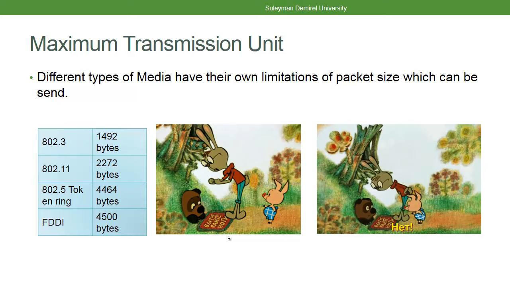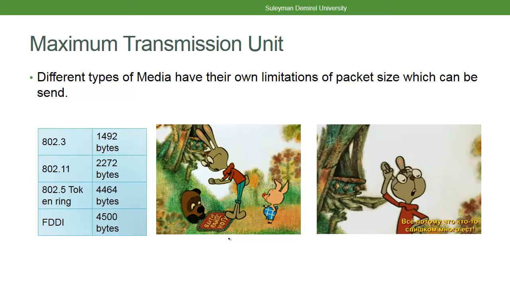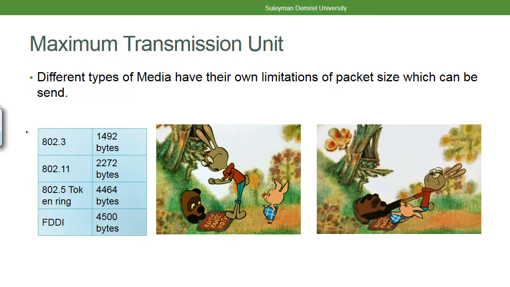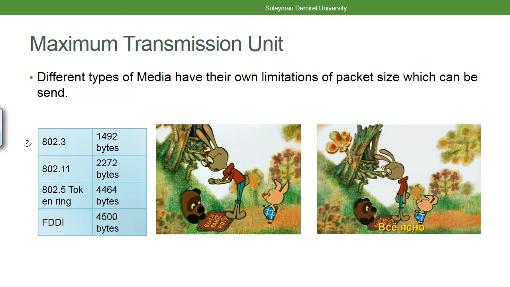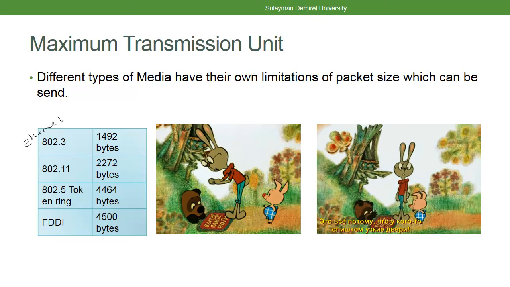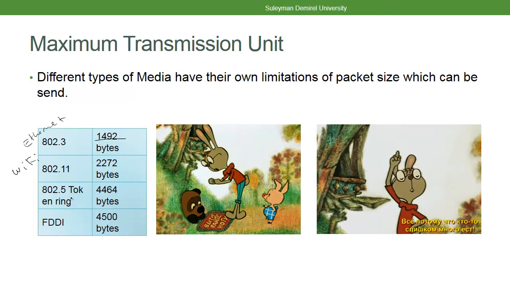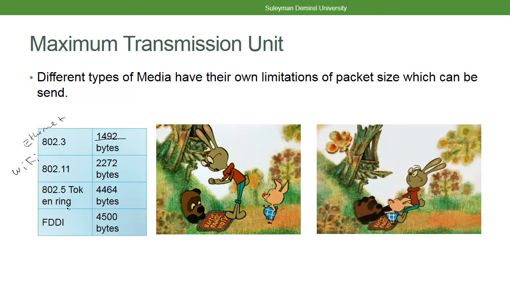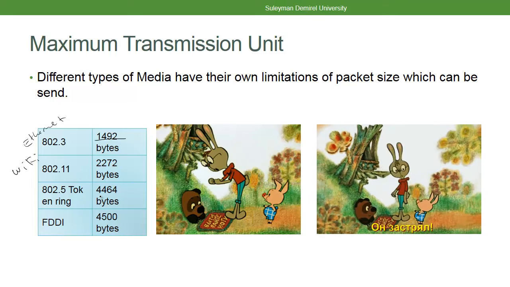to the lower MTU. And here you can see the standards of the networks, and this is the Ethernet standard. Its MTU is like this. This is classical Wi-Fi. Its MTU is like this. Token Ring, the old technology, and FDDI. So, the maximum size of the packet.